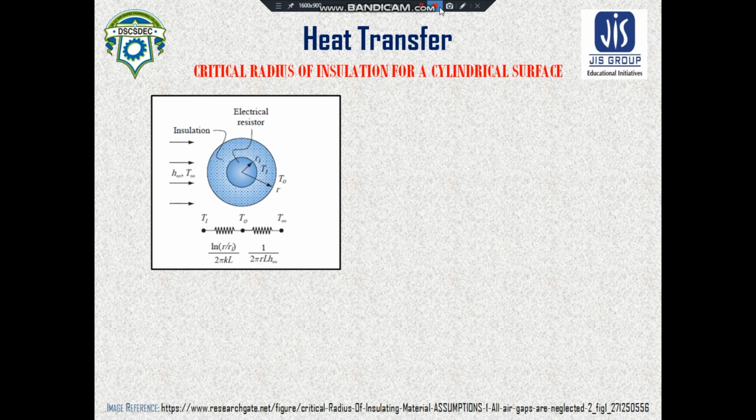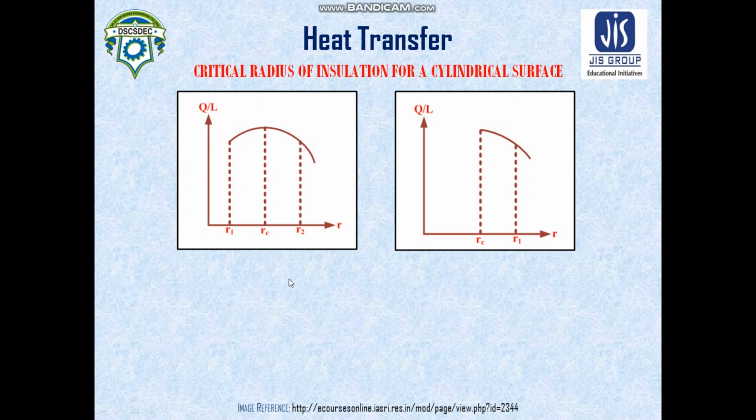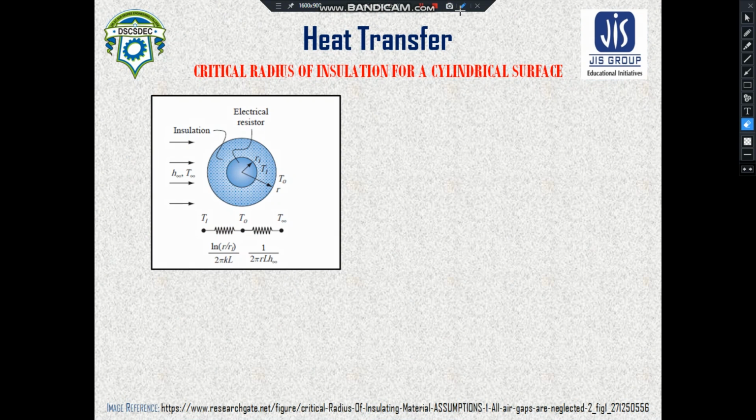Let us consider a thin wall metallic cylinder which has an inner radius of r1, and it has an outer radius of r. So this is the outer radius and this is your inner radius. Now the inner surface is maintained at a temperature T1, whereas the outer surface is maintained at a temperature T0, whatever you like to say.